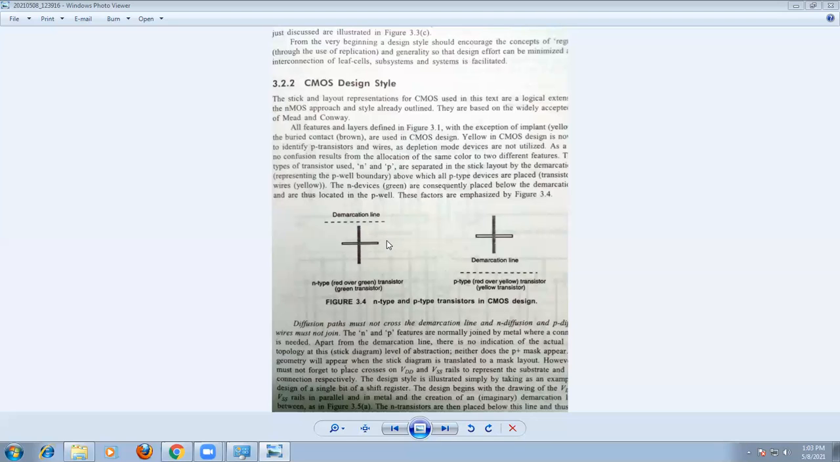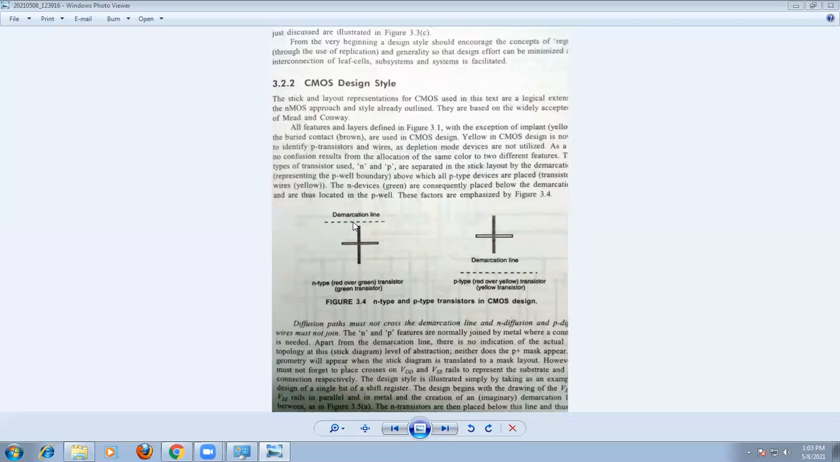Another very important rule is that all the PMOS transistors are placed above the demarcation line. So this is the demarcation line. Below this, we have only N-channel FETs. Above the demarcation line, we have only PMOS transistors. Remember this point.